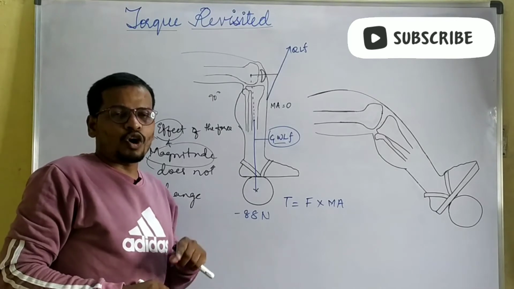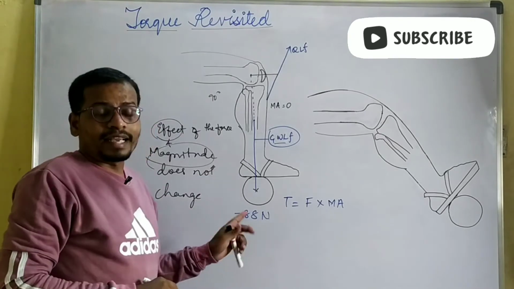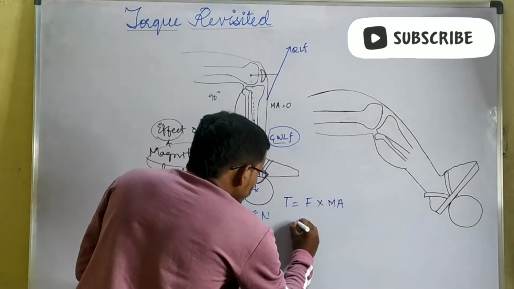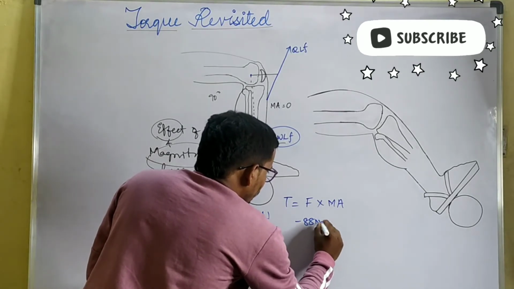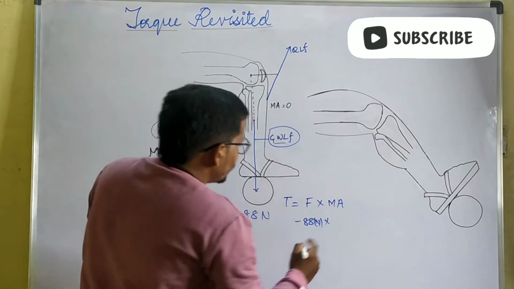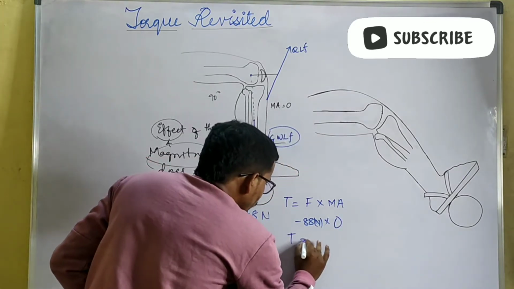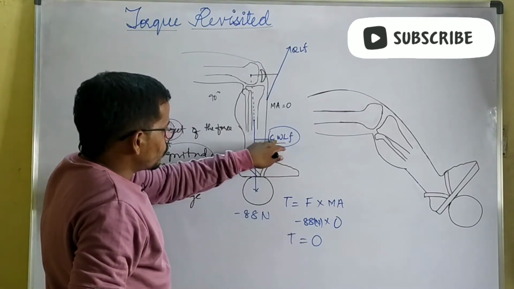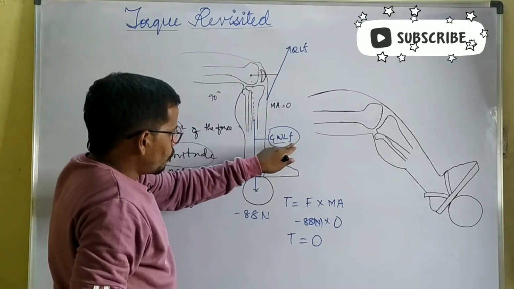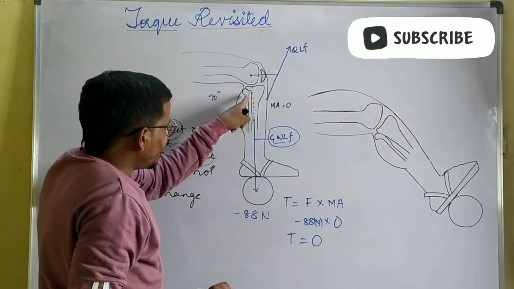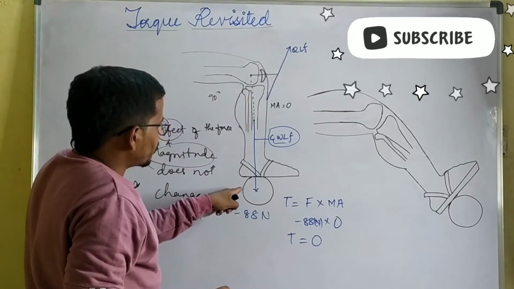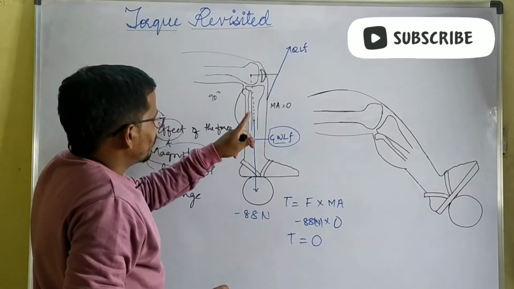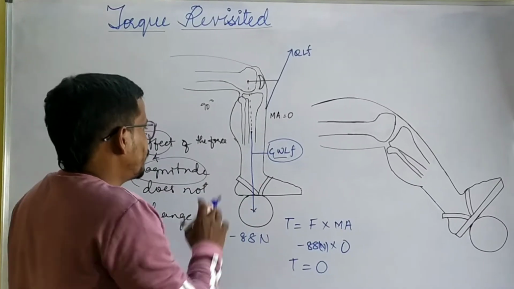Guys, please do watch my torque video to learn about all these negative and positive signs. I explained it in detail in that video. Now, the force is minus 88 newtons and the moment arm is 0. Hence, the torque is equal to 0. The torque is 0 with respect to the gravity weight force of the leg-foot segment. Hence, this force has a negligible effect on this leg-foot segment, and it does not produce any rotatory motion of this segment.